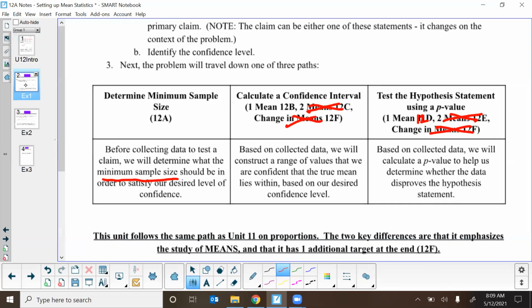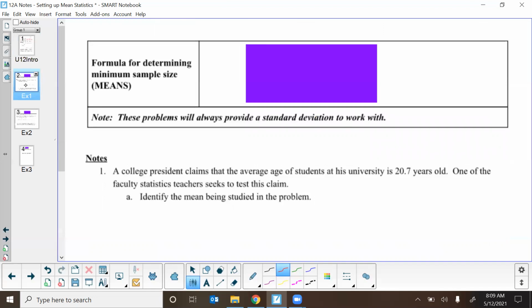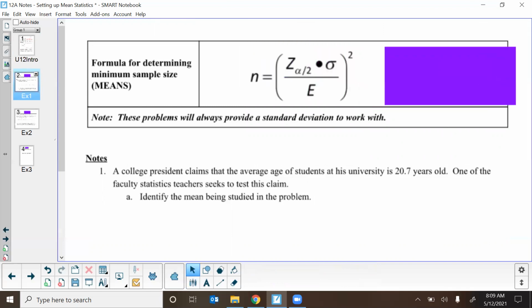So let's get started. This first video is about example 1. And so your formula for determining the minimum sample size, again, N is your minimum sample size, but now your formula is a lot less complicated, I think. You're always going to be given your standard deviation, and then you just have to figure out your Z alpha over 2 and your error.